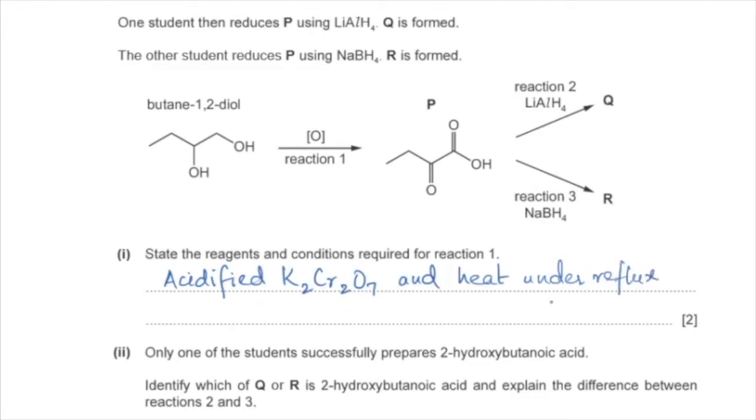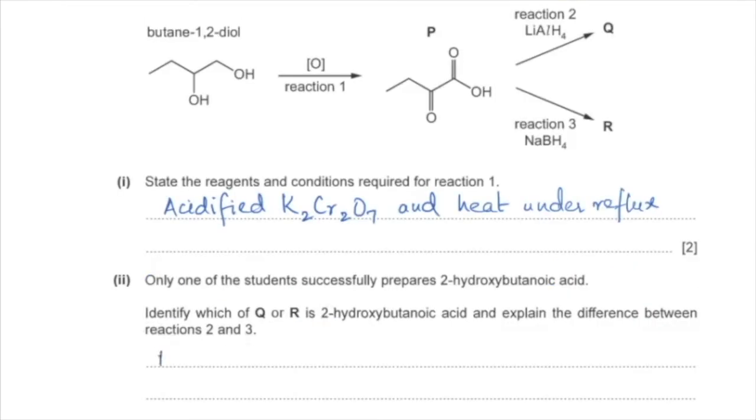Part 2, only one of the students successfully prepares 2-hydroxybutanoic acid. Identify which of Q or R is 2-hydroxybutanoic acid and explain the difference between reactions 2 and 3. Okay, so now at first you should know among LiAlH4 and NaBH4 which one has more reducing power. It's actually LiAlH4 which is stronger and can reduce both acids and ketones, but NaBH4 can only reduce ketones back into secondary alcohols, not acids to primary alcohol. The desired product, which is 2-hydroxybutanoic acid, has both carboxylic acid group and secondary alcohol group. So reaction 3 would be correct to get 2-hydroxybutanoic acid.